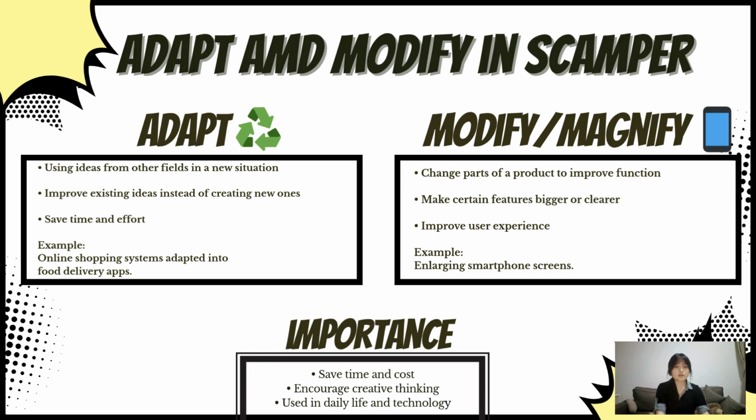Modifying means changing certain parts of the product or idea to improve its function, appearance, or performance. It doesn't mean replacing the whole product, but improving it step by step. Magnify is also related to modify. It means making certain features bigger or more noticeable so that users can enjoy better performance or visibility. This method is important because small improvements can lead to significant changes over time.